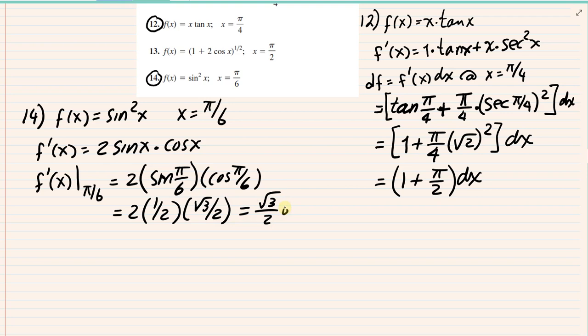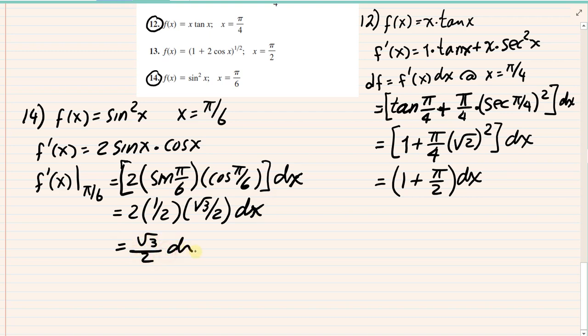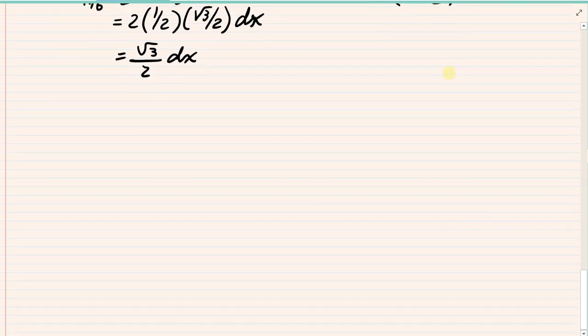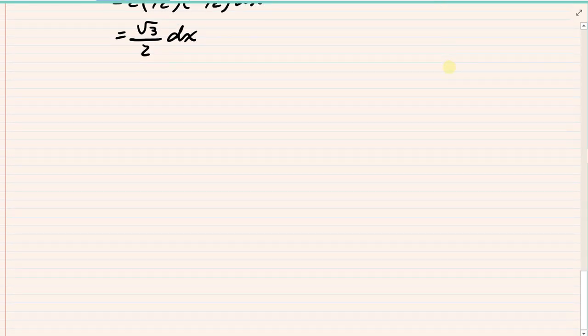Oh, and sorry, I keep forgetting that dx, don't I? It's very important to have that dx, folks. There you go. Because we want the differential of it times dx. Let me go one more line here, and that's going to be root 3 over 2 dx. Every one of these exercises will have dx in it. Cool. Now let me grab more of the exercises and I'll attach them here.